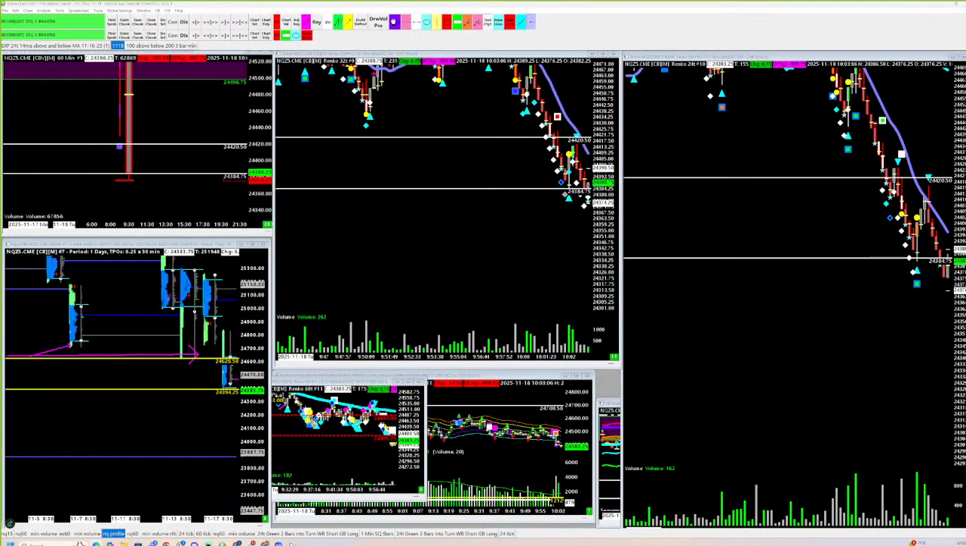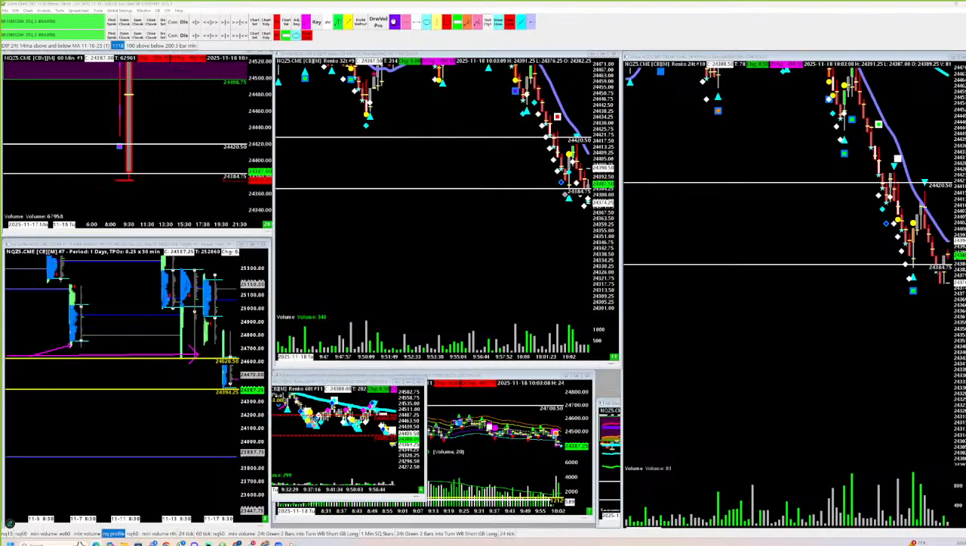So now we've broken below. They're trying to break back above. It broke back below on light volume, relatively speaking.